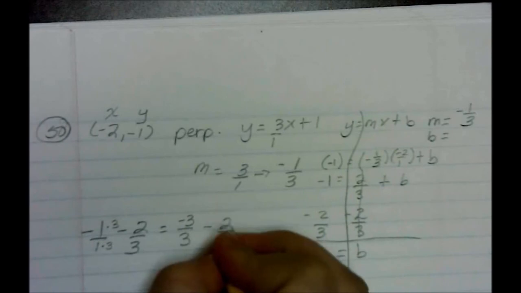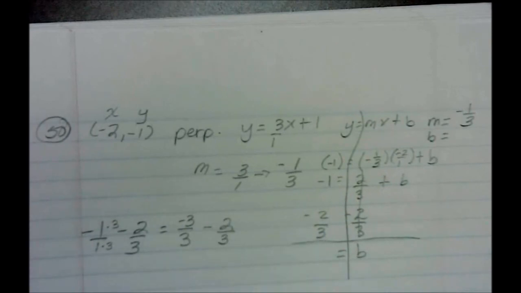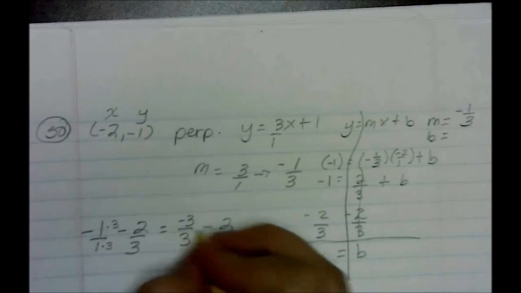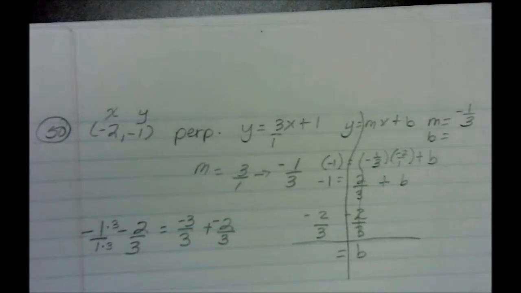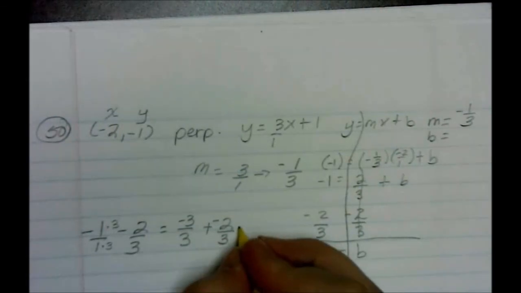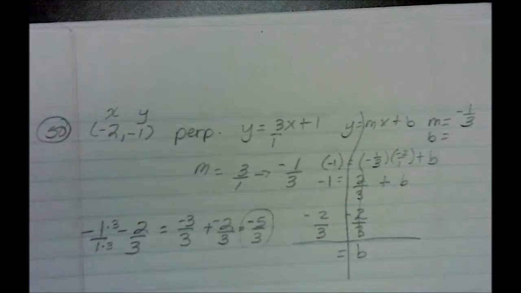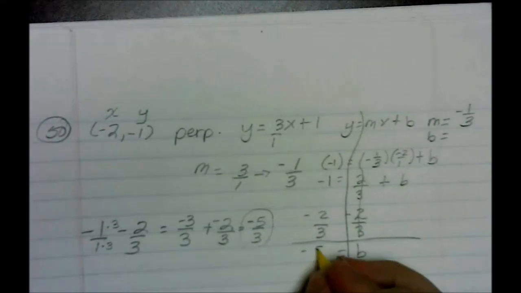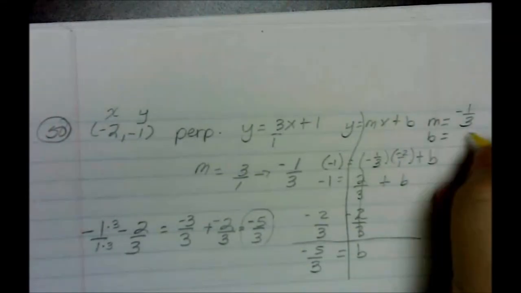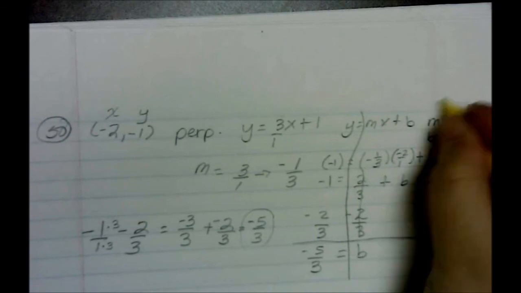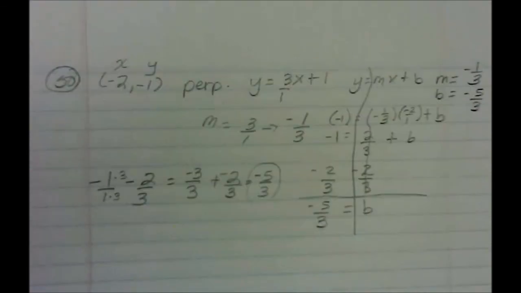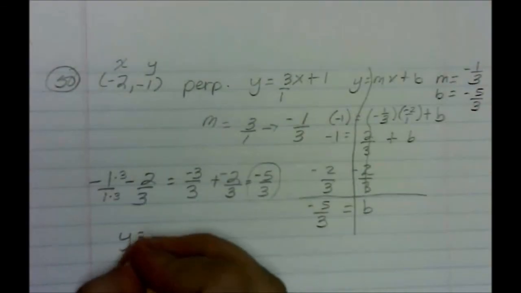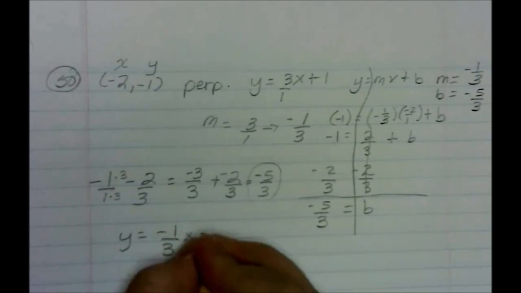minus 2 over 3. Remember, your rule for subtraction is keep, change, opposite. When you're adding and the signs are the same, you add them together and keep that sign. So that would be my y-intercept. We still aren't done though. We have to put these numbers into our equation because they're asking us to write the equation of a line. So my final answer will be y equals negative 1 over 3x minus 5 over 3.